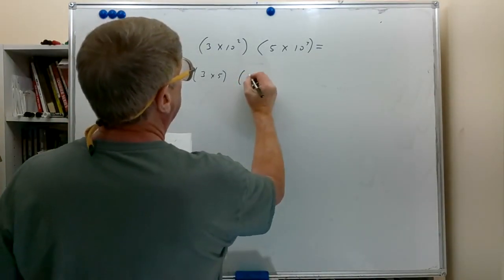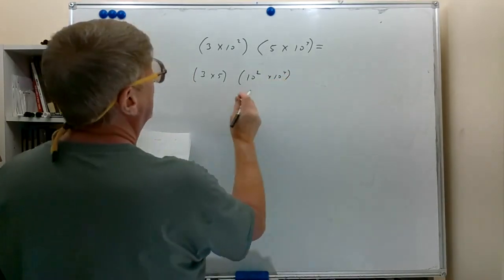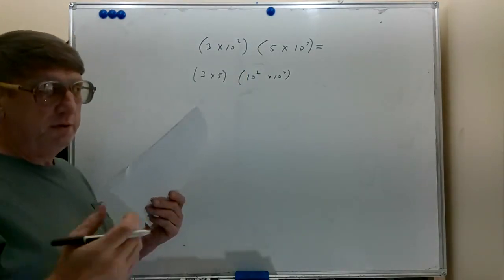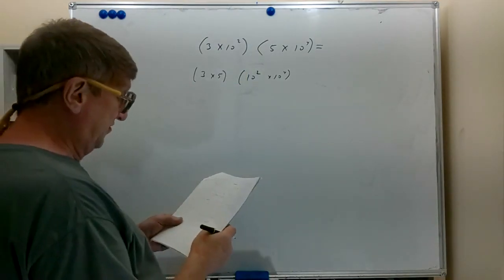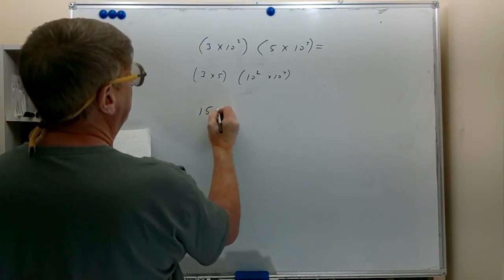We'll go ahead and put it into parentheses first. 10 to the second times 10 to the fourth. And of course there's still implied multiplication here, implied multiplication here. We put two expressions in parentheses together. We're going to go ahead and do this part. 3 times 5 is 15.